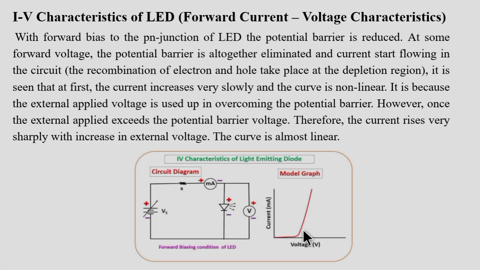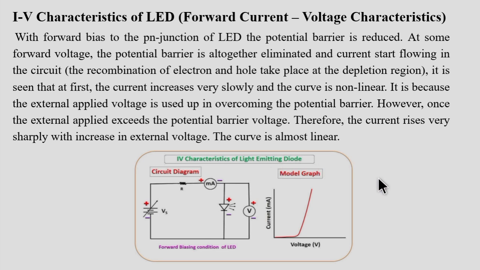At some forward voltage the potential barrier is altogether eliminated and the current starts flowing in the circuit. It becomes a complete circuit. If the barrier is reduced, the current can easily move in this junction. There will be recombination of electrons and holes at this depletion region. Now it seems that at first the current increases very slowly.